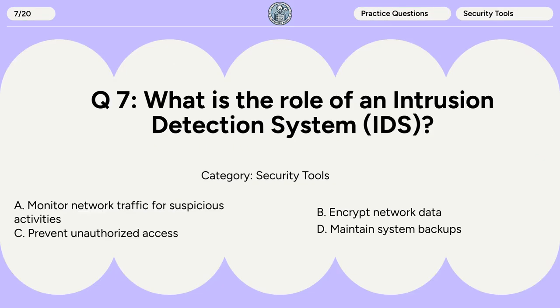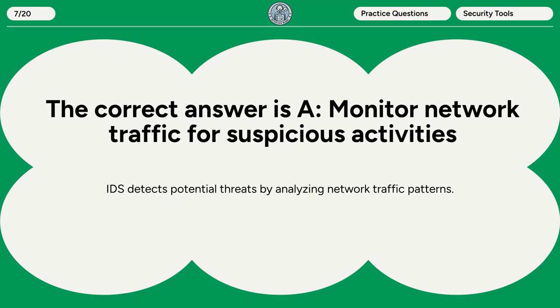Question 7. What is the role of an intrusion detection system? A. Monitor network traffic for suspicious activities. B. Encrypt network data. C. Prevent unauthorized access. D. Maintain system backups. The correct answer is A. Monitor network traffic for suspicious activities. IDS detects potential threats by analyzing network traffic patterns.